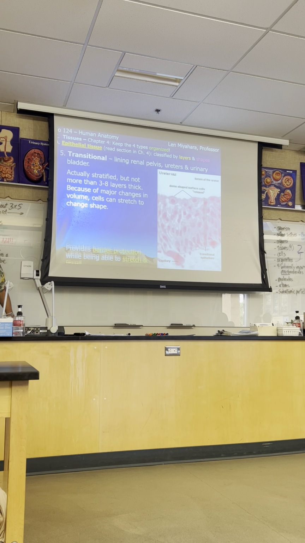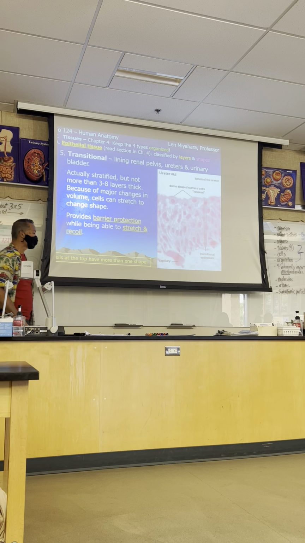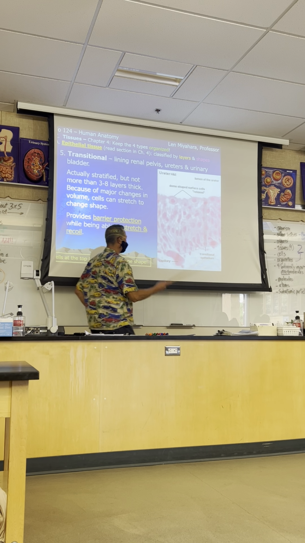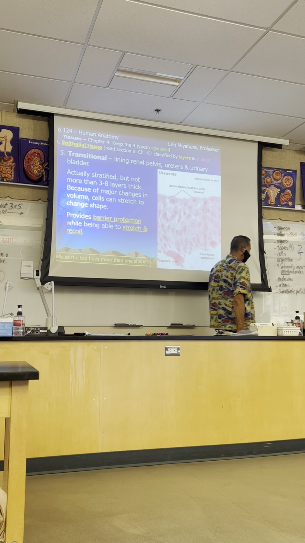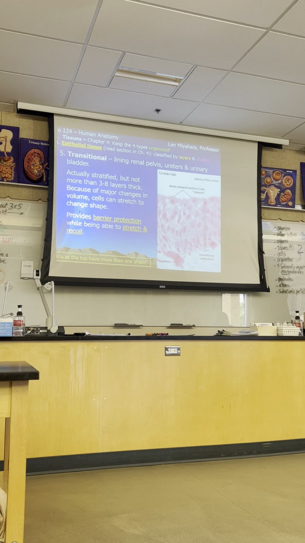Transitional again, you don't see yellow or purple words. You see a slide that looks like this, and you'll think, it's stratified something, and it is stratified. It's actually 3 to 8 cell layers thick. Okay, so that's a yellow word. Let's go to the purple word.